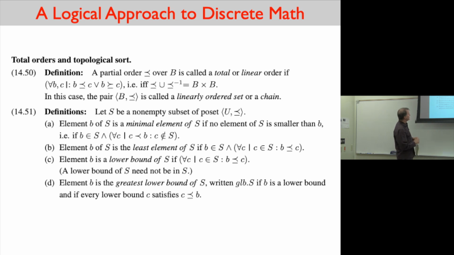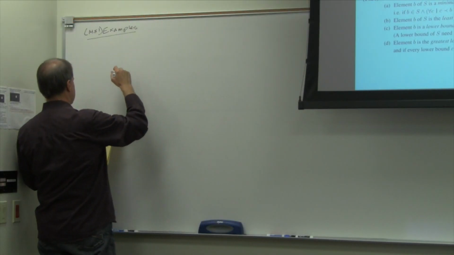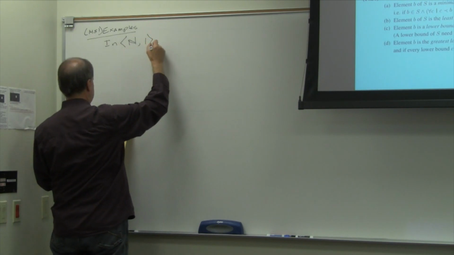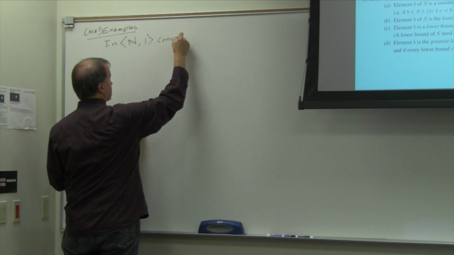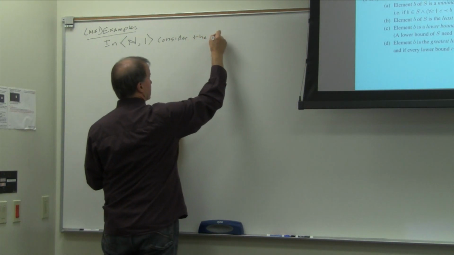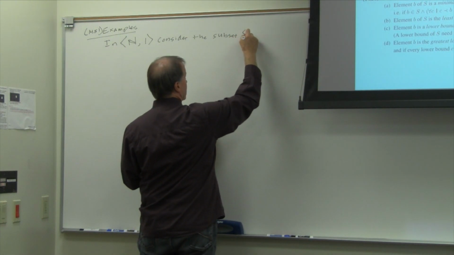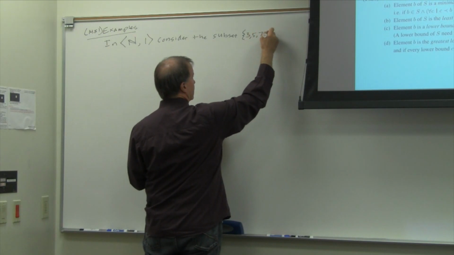So let's take a look. For 14.51, I'll put an example of a Hasse diagram up on the board, and we will consider the definition and see if these points are minimal or what. All right, so 14.51 examples. In the natural numbers with divides, consider this subset: 3, 5, 7, 15, 20.